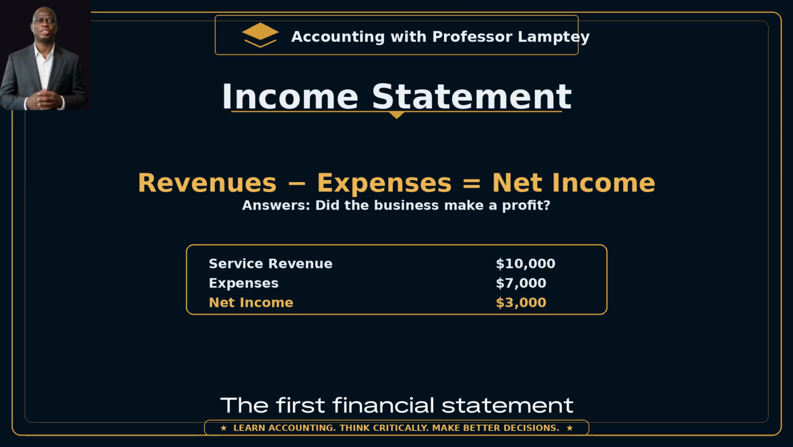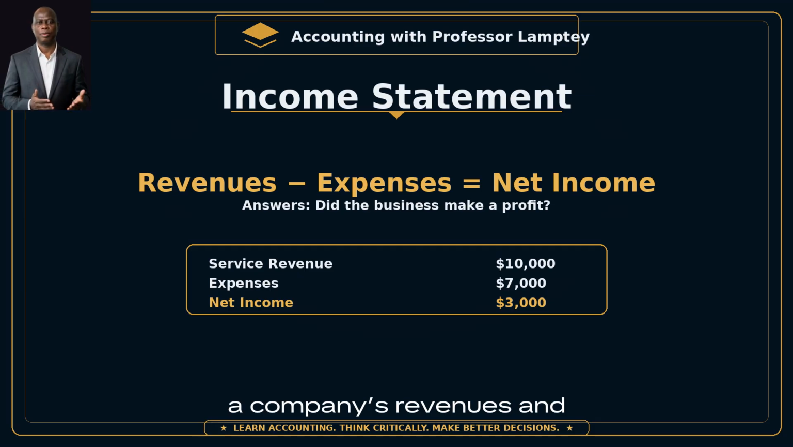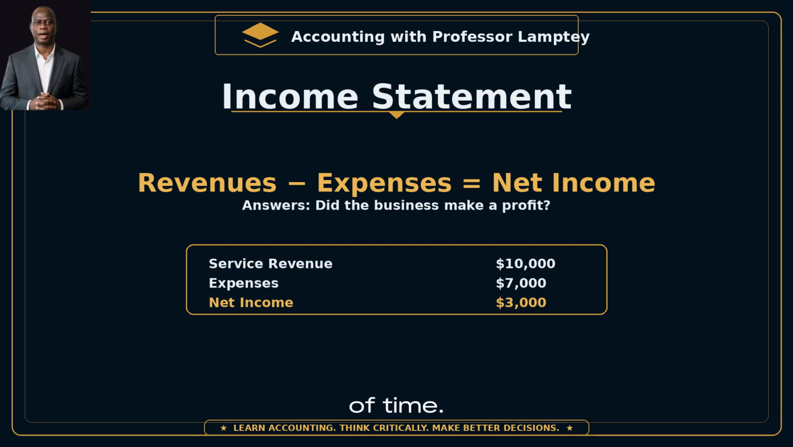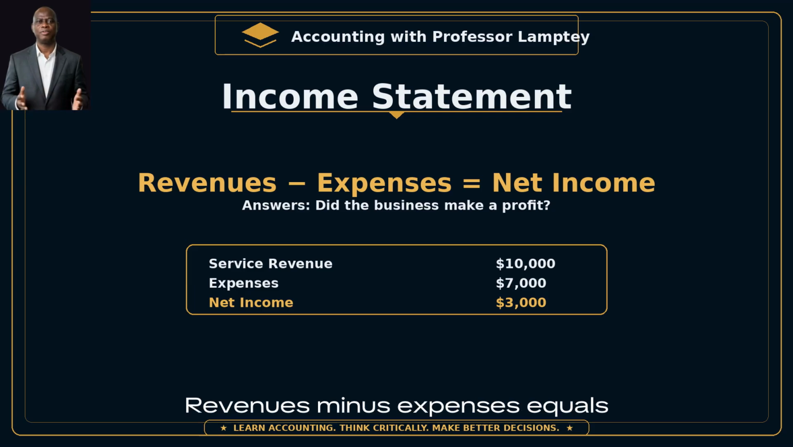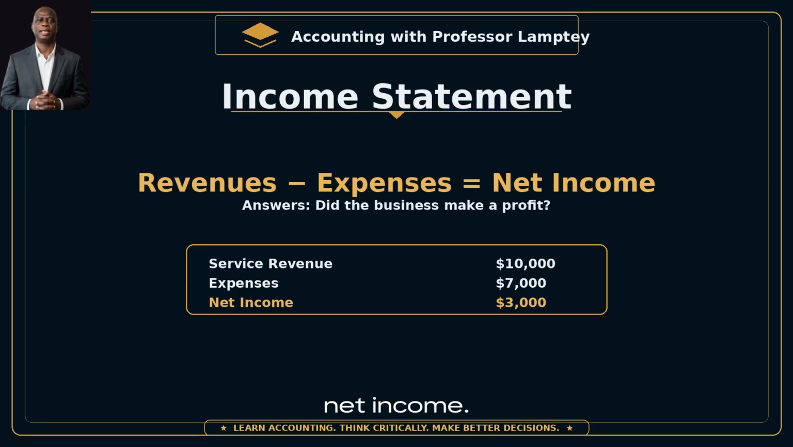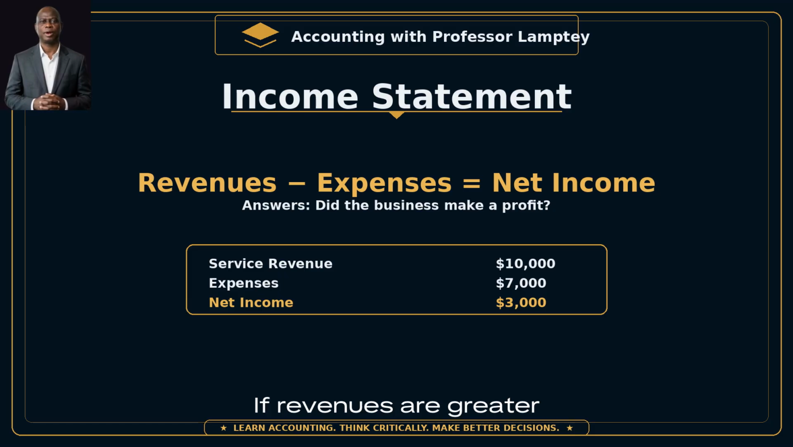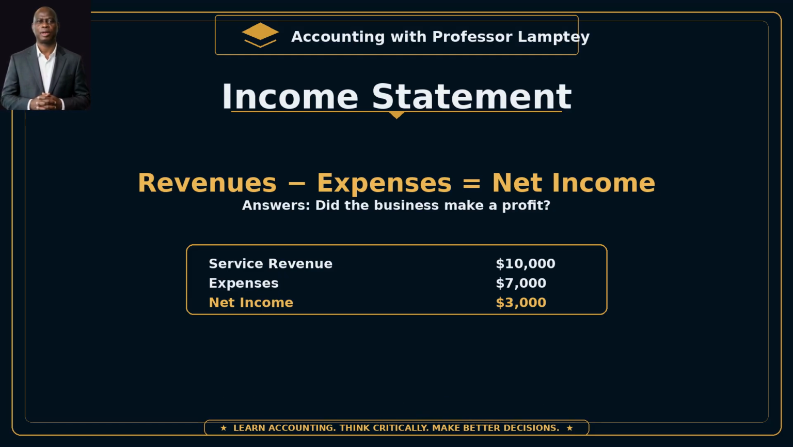The first financial statement is the income statement. The income statement reports a company's revenues and expenses for a period of time. That period could be a month, a quarter, or a year. The purpose of the income statement is to answer one key question: did the business make a profit? The basic formula is revenues minus expenses equals net income. If revenues are greater than expenses, the business has net income. If expenses are greater than revenues, the business has a net loss.